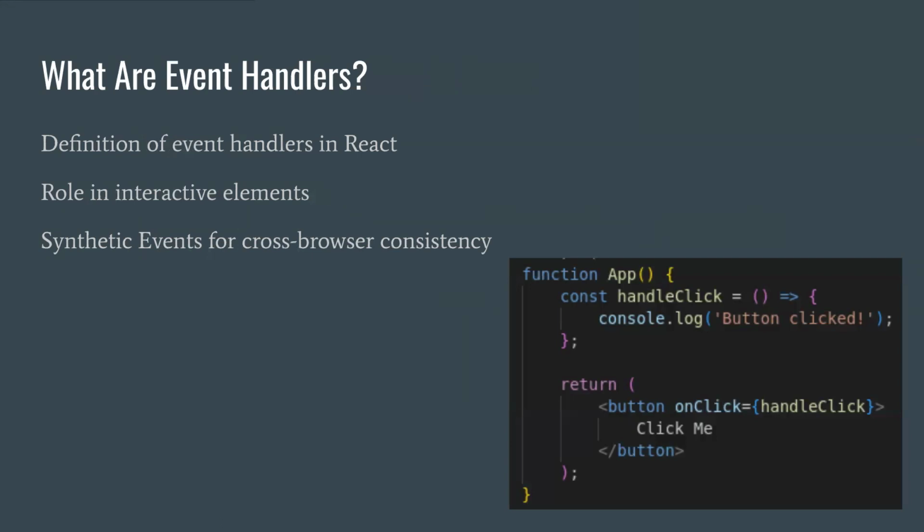What are event handlers? In React, event handlers are functions that you attach to elements like buttons, forms, or any other interactive elements. And these functions are triggered in response to specific actions, such as clicks, mouse movements, key presses, and more. If you're curious to learn more, definitely look into what actions are possible.